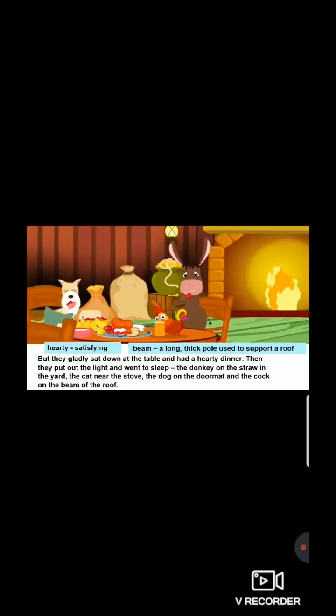The dog on the doormat. Obviously, students, if you observe, the dogs are always sitting near the door side. So here also the dog is sitting on the doormat.